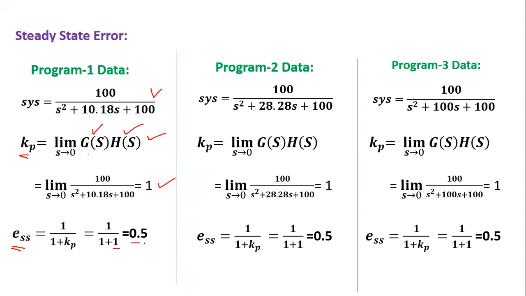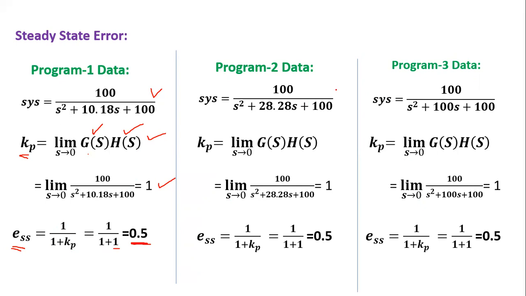If we substitute, then we are getting the steady state error as 0.5. We are applying a step signal as an input, that means magnitude is equal to 1. And here we are having a steady state error of 0.5. So finally, we are getting the final value of the output as 0.5 only.